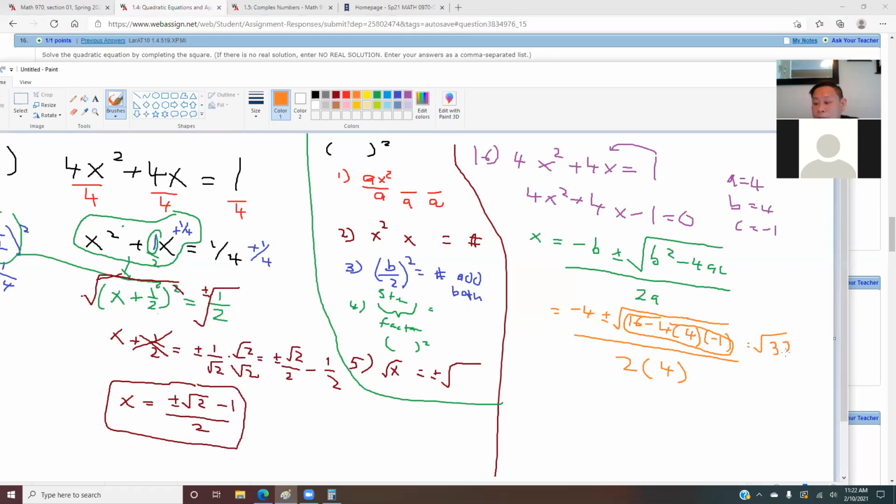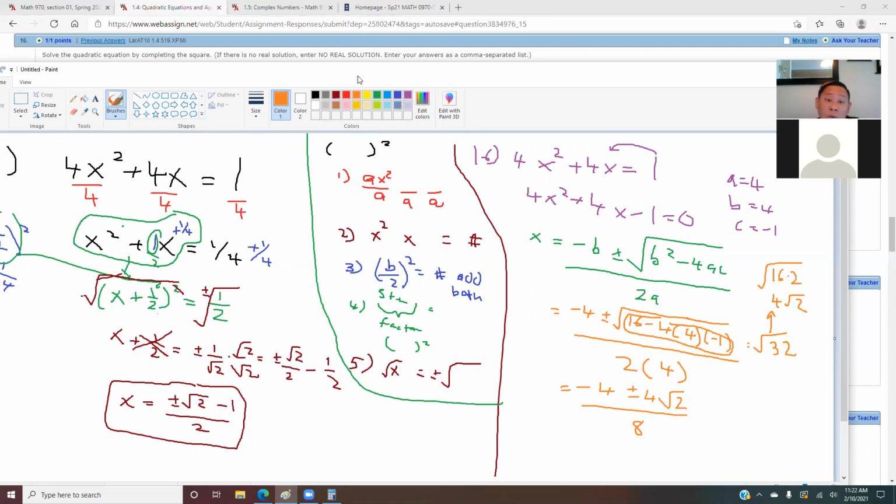You okay there, Sinu? Yep. And then you have to break this 32 down. So 32 can be broken down into 16 times 2. And 16 is a perfect square of 4. So what we have if you use the quadratic formula is -4 plus minus 4√2 all divided by 8, because 2 times 4 is 8.